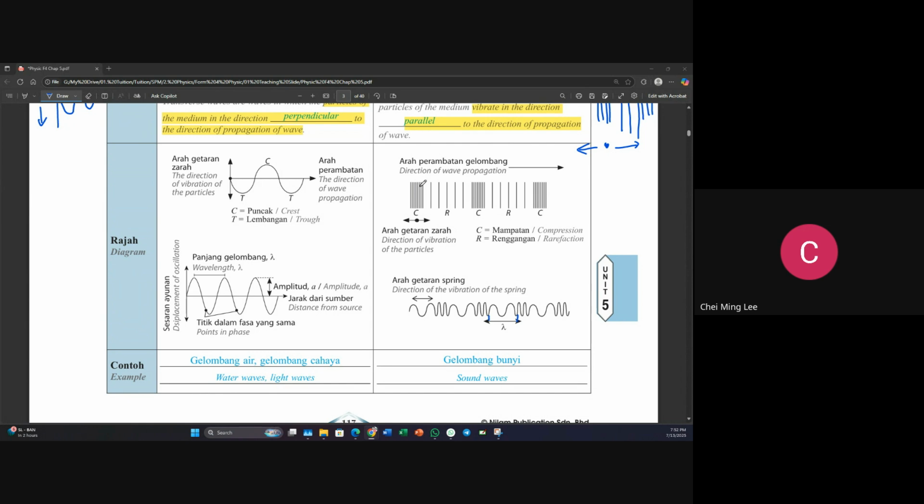Okay. So the compression is here. This one is called rarefaction, not extension, we call it rarefaction. This one is compression. And the direction of the vibration will be left and right. So from here to here is the wavelength. You understand? So for the transverse wave, examples are water and light waves. For the longitudinal, it is the sound wave.